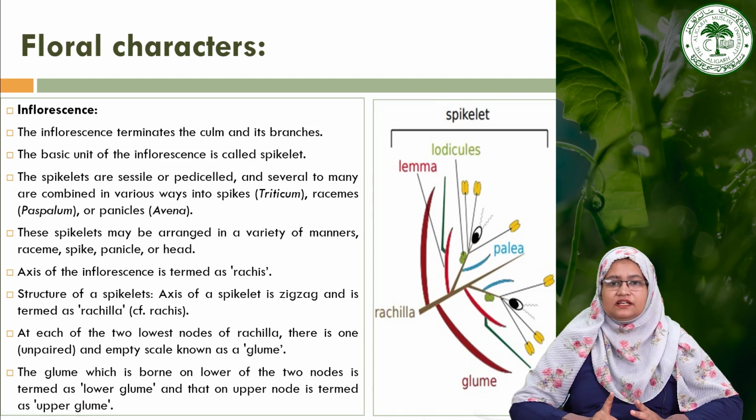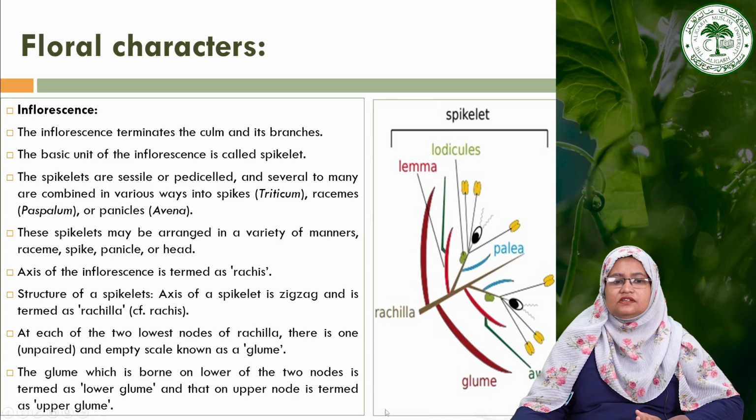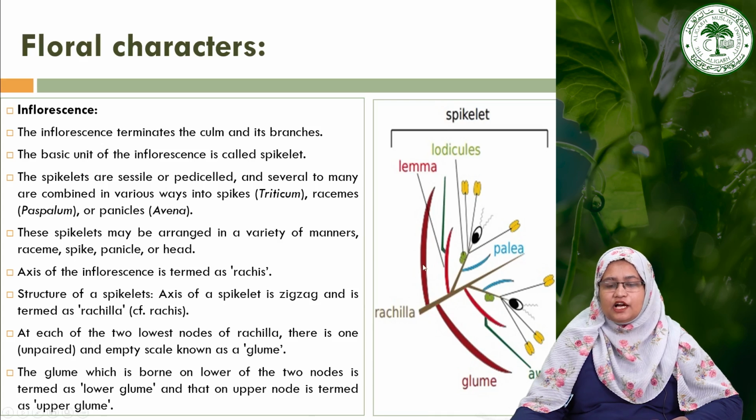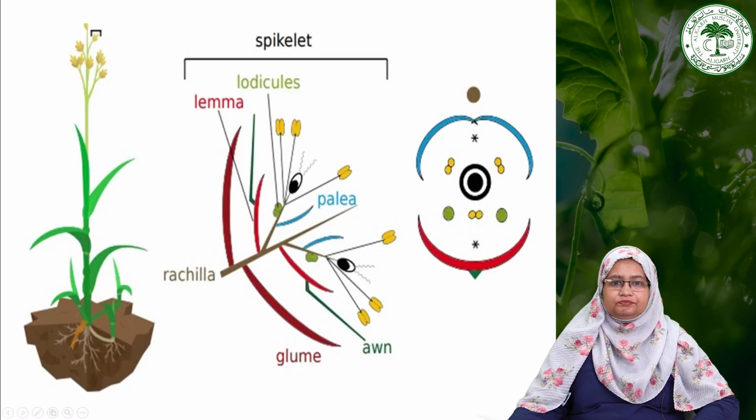This plant also has a rachilla, as we have discussed earlier in the Cyperaceae family, where they have only a single glume, while here at the lower part they have an unpaired glume, and there you can see the lemma and palea, the two bracts. The bluish one is the palea, and the green dot represents the lodicule, which is the perianth.